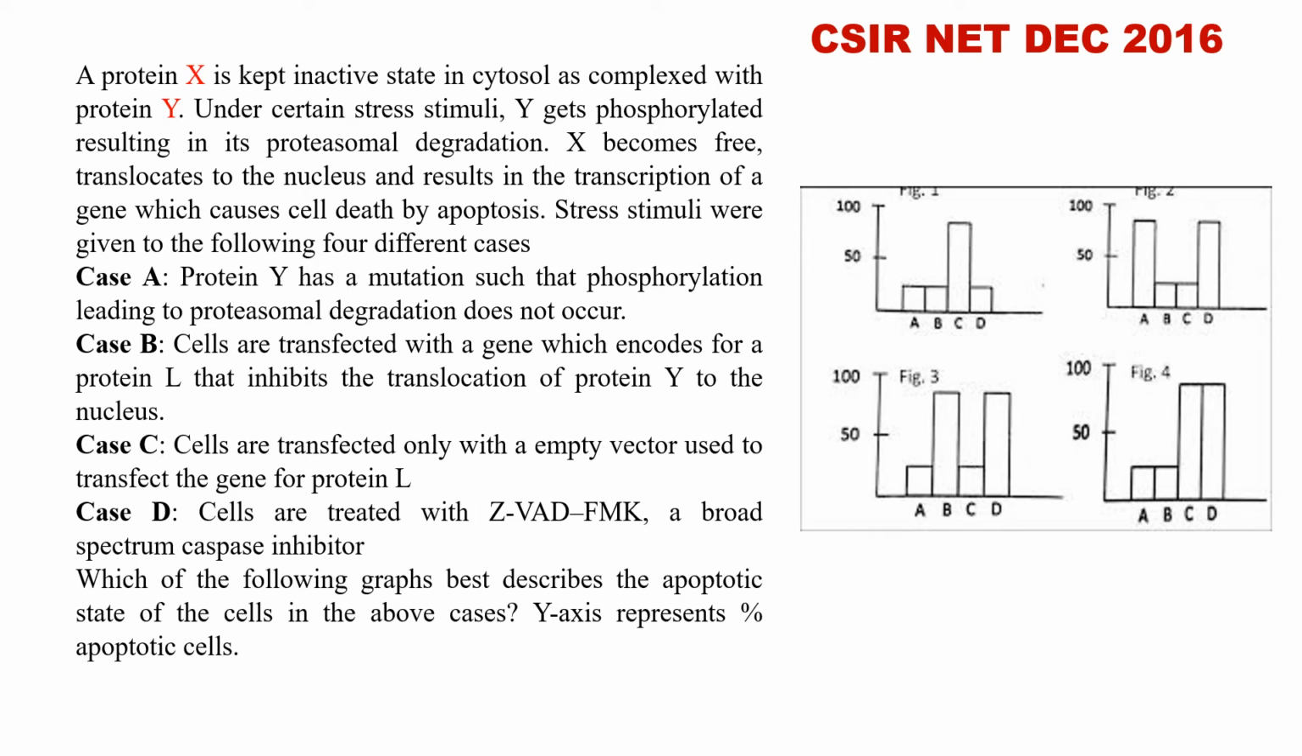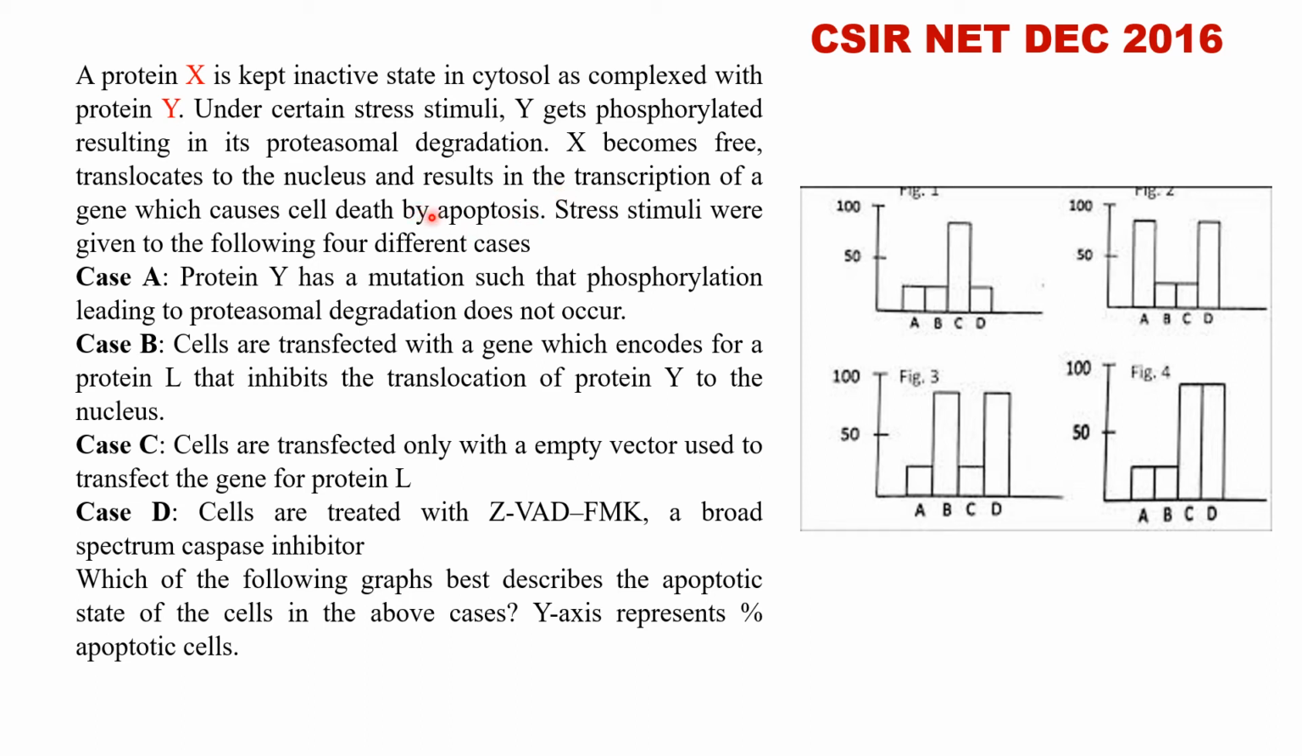So here protein X is kept in inactive state in cytosol as complex with protein Y. Under certain stress stimuli, Y gets phosphorylated, resulting in its proteasomal degradation. X becomes free, translocates to the nucleus and results in the transcription of a gene which causes cell death by apoptosis. That means this protein X is a transcription factor. That's why it can go inside the nucleus and cause transcription of some genes, and that will lead to cell death by apoptosis.